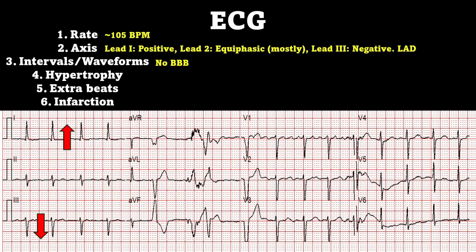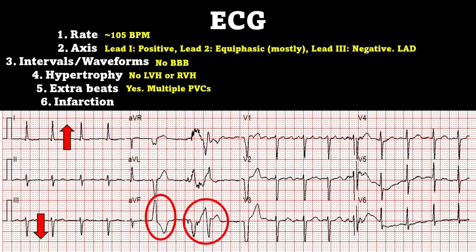Next, we're going to look for hypertrophy. I don't see any hypertrophy here. Hypertrophy such as LVH is going to be more common. You're going to see high voltage stuff. You can also do the Sokolow-Lyon criteria. It's not here. Next, are there any extra beats? We can see them in AVF, AVL, AVR. There are PVCs. I can tell they're PVCs, or premature ventricular contractions or complexes, and I know this is because they have a wide QRS.